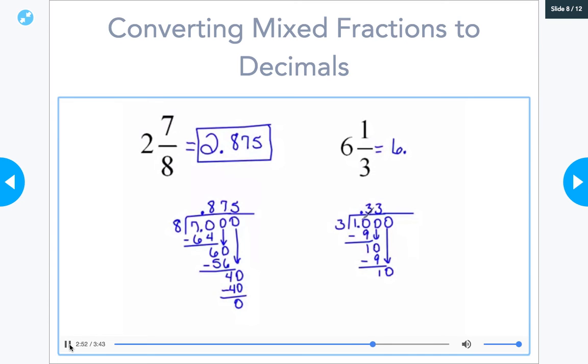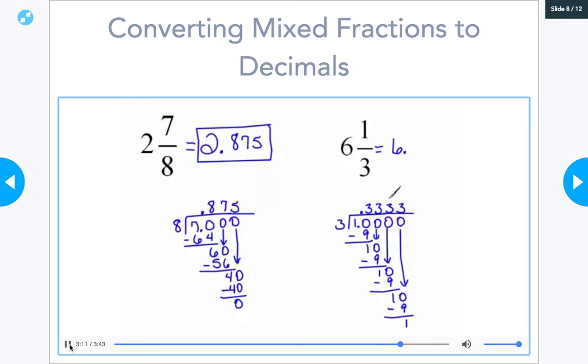Absolutely it will. 3 goes into 10 3 times. 3 times 3 is 9. And we keep going. Now notice that I'm going to just go this one more time. 3 will go into 10 3 times. 3 times 3 would be 9. Now I could keep going forever and ever and ever.